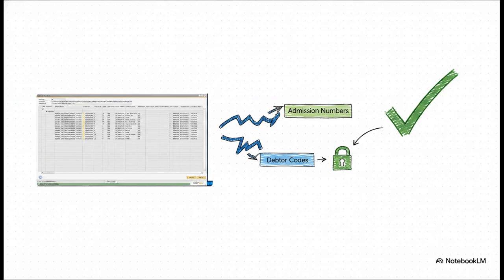When you navigate that rigorous validation successfully, you get rewarded with that beautiful student data imported confirmation message. Behind the scenes, the system is cleverly relying on admission numbers and debtor codes as unique identifiers. That ensures every single update applies to the exact right student, without creating any of those disastrous duplicates.